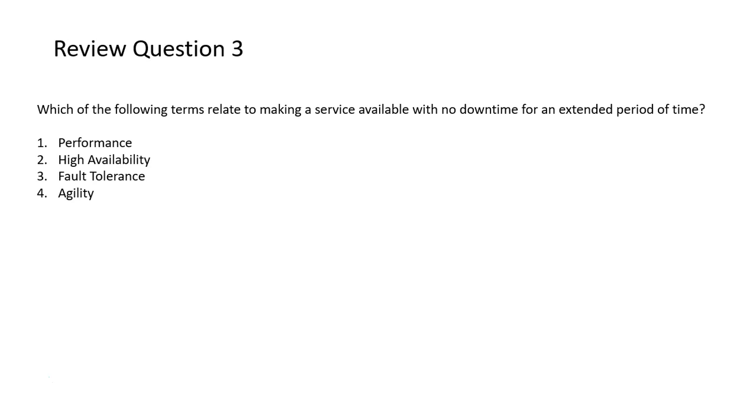The other answers, while they may be related, are not correct. Performance is the ability to provide quick and efficient response times to requests. Fault tolerance is the ability to survive a failure of a component. And agility is the ability to react quickly. So the correct answer is high availability. Let's move on to review question 4.